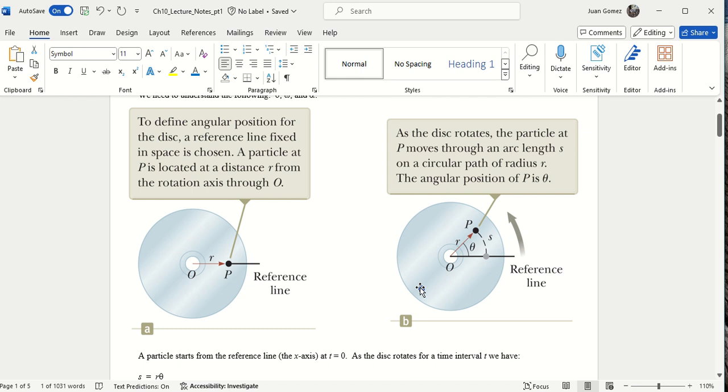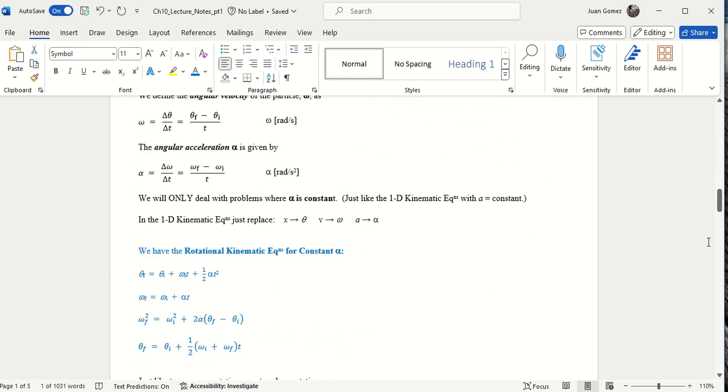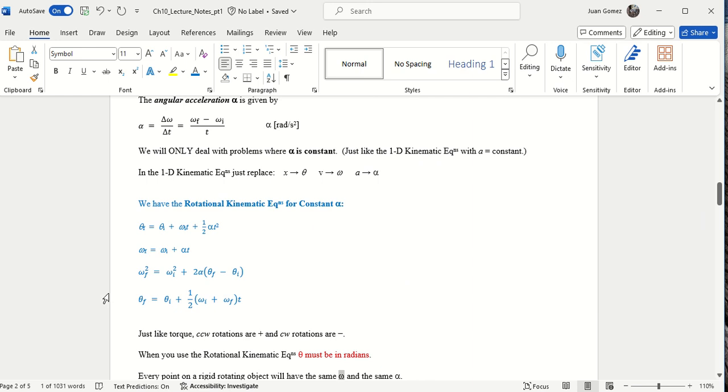Alpha and omega obviously are not going to be equal to each other, but this black point P and this blue dot, even though they're at different distances from O, will each have the same omega and the same alpha. And we have the rotational kinematic equations 1 through 4. Similarly to what we did with the kinematic equations, look at what you're given in the problem. You only have 4 equations to work with, so you have a 1 in 4 chance of starting it correctly.